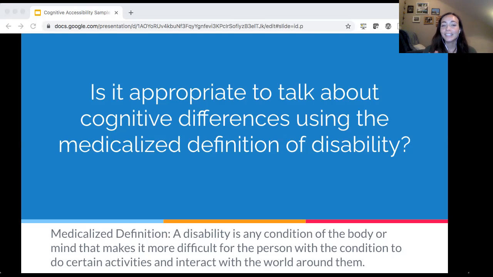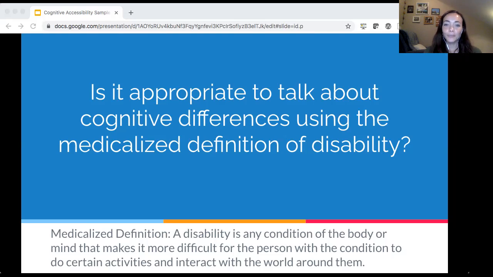So here, I really want you to think about what we've said, and on this slide, I provide the definition for medicalized disability, but just think through, what do you believe here? I'm going to provide some arguments for yes and no, if it's appropriate.